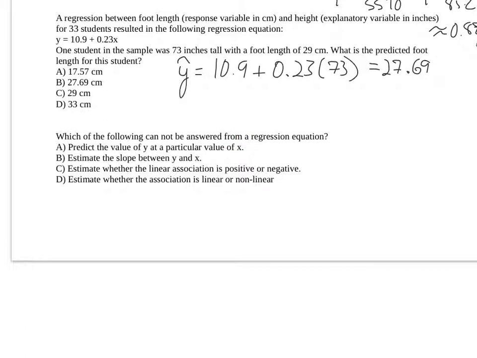Check. Estimate whether the linear association is positive or negative. Now, how would we do that based on this? Well, we can. All we need to do to know whether it's positive or negative is see whether the slope is positive or negative. So here, we have a plus sign, so it's positive, right? But if you had a different instance where this was negative, then you'd say, oh, it's a negative association. So again, check, we can do that. So by process of elimination, the only answer remaining is D, estimate whether the association is linear or nonlinear. And we can't figure that out from the regression equation.